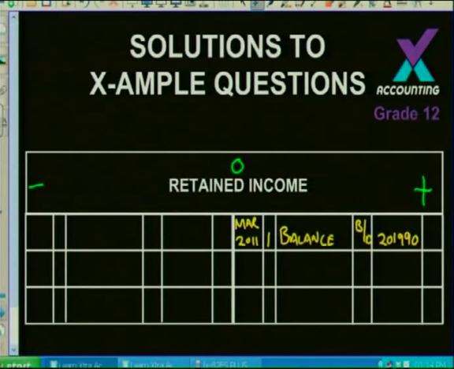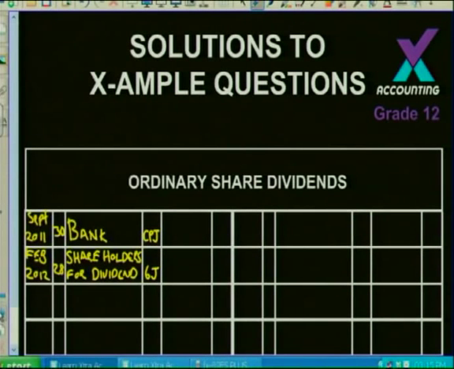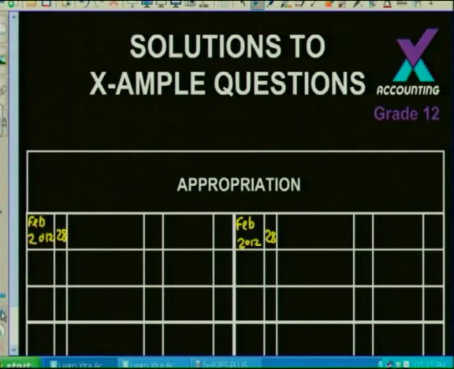Also another equity account. SARS income tax, I've already filled in. Liability. Then we've got ordinary share dividends, which we know is owner's equity, and we know it is an expense account. Then we've got our appropriation account, which is the final account that we're going to be completing. Now remember, I didn't discuss the appropriation account in detail, but this is where we're going to look at how to complete an appropriation account when we're completing this example.